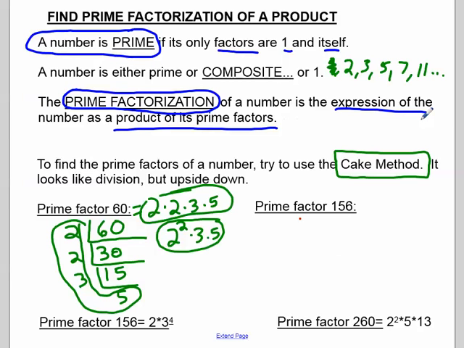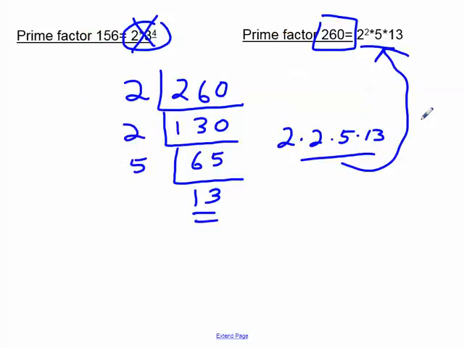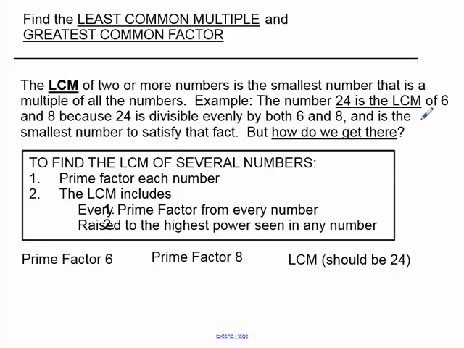We've seen this before, and if we're going to find prime factorization, that's going to be helpful. We have to prime factor numbers in order to find the lowest common multiple. Prime factorization uses the cake method described in the previous video. So let's go and find the lowest common multiple. Today is going to talk about the lowest common multiple.